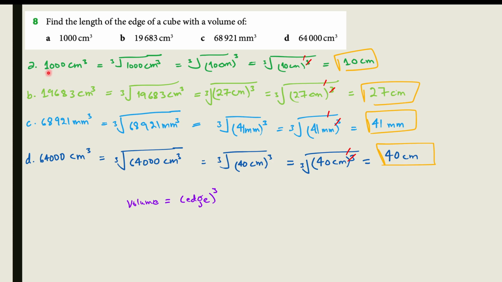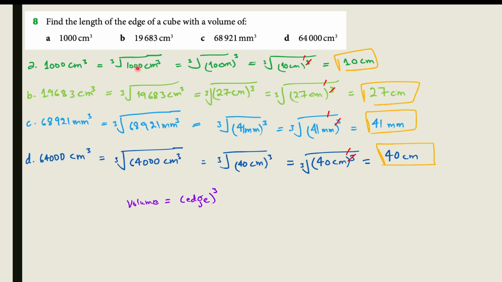So this is the volume of the edge of the cube, and we are asked to find the length of the cube. So how do we do that? To find the edge, we simply take the cube root of the volume. So the volume is given to us already in here. These are the different volumes of the different cubes with different values of their edges. So to find the edge, we simply take the cube root of the volume, as you can see in here.